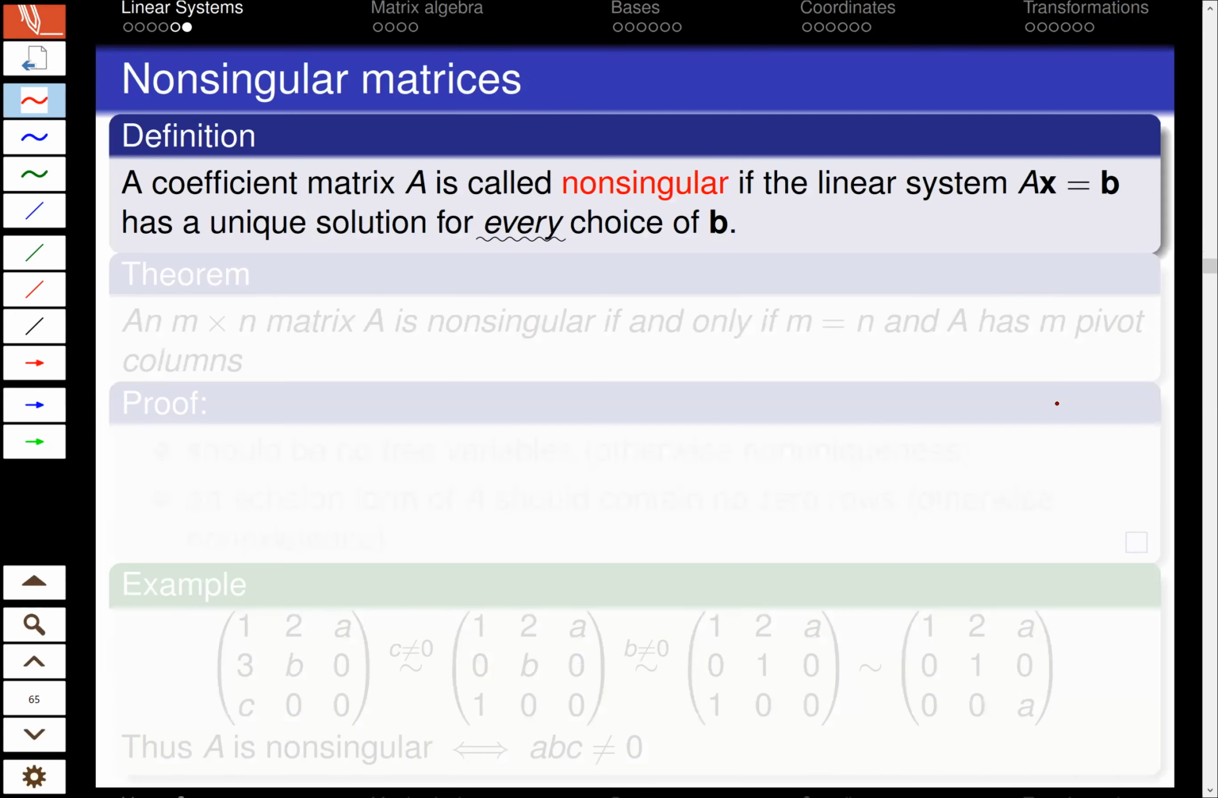Good. So this is a definition. Matrix A is non-singular if the system Ax = b has a unique solution for every right-hand side b. Why is having a non-singular matrix important?